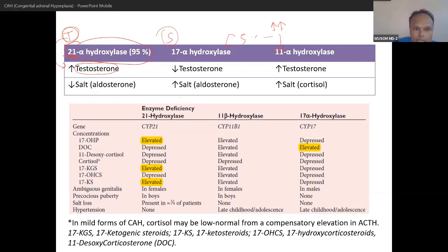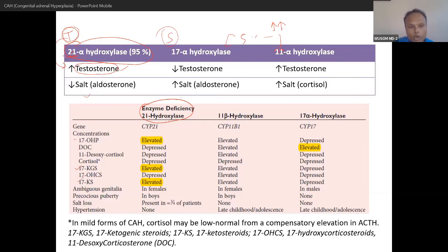Now let's see this. What will you see in this question? In the question, you will see this type of molecule name. Now you can correlate this chart with this table. So you can see in 21 alpha hydroxylase, what happens is your testosterone is high, meaning androgens are high. What are androgens? You can see these are androgens.